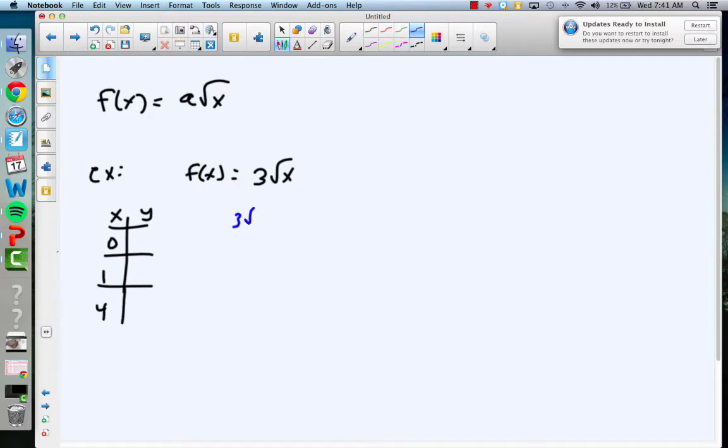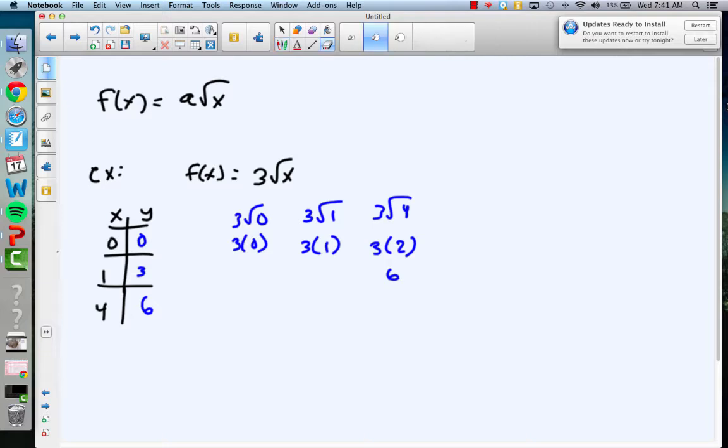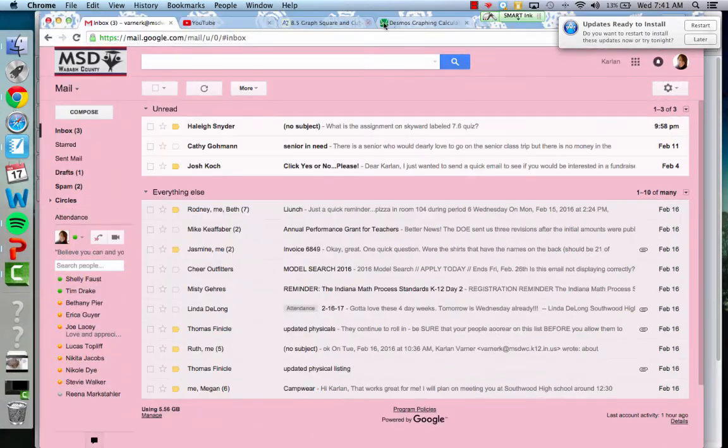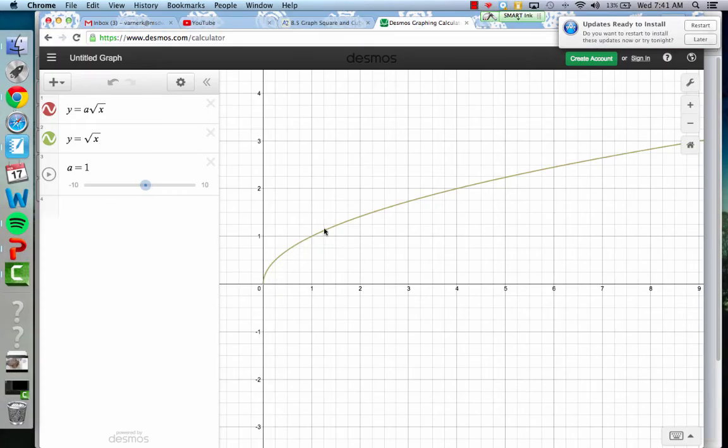I'd have 3 times the square root of 0, which is just 3 times 0, so that's 0. Then I would have 3 times the square root of 1. That's 3 times 1, which is 3. And then 3 times the square root of 4. The square root of 4 is 2, so 3 times 2 is 6. So what this is doing from the original function is multiplying all my y answers by 3. I just pulled this up on Desmos, so here's my original function that we just graphed. That's the parent function when a is 1. If I change my a to 3 like I had, notice how much that jumps up.